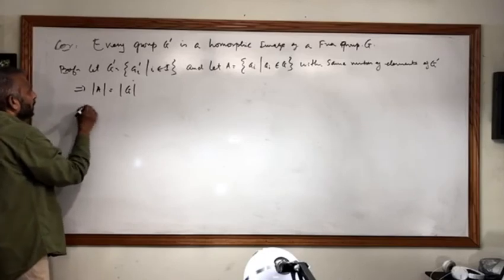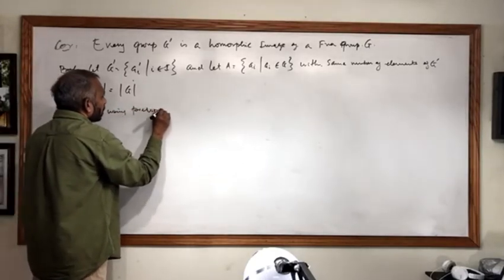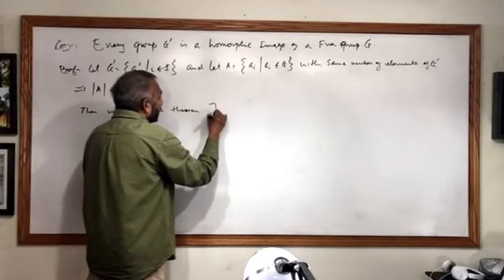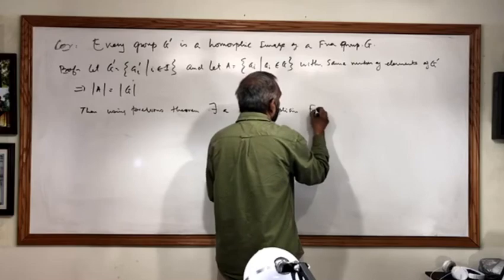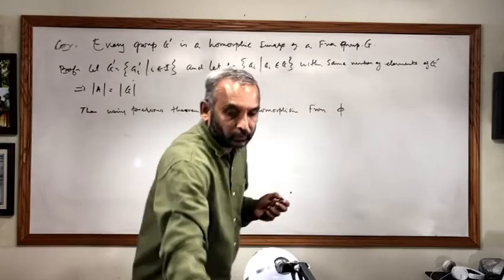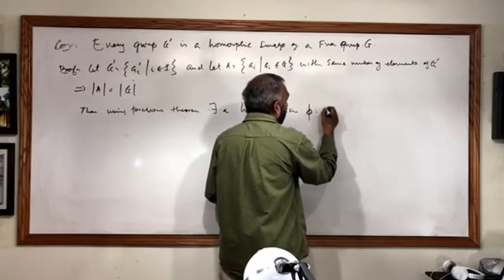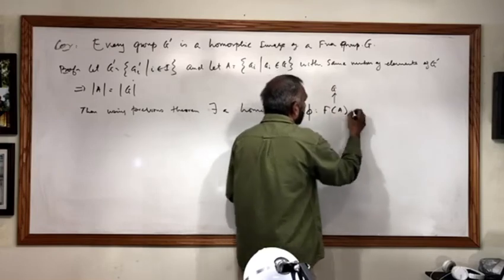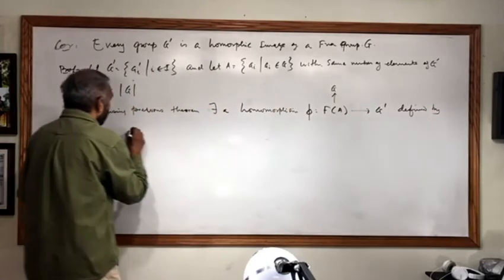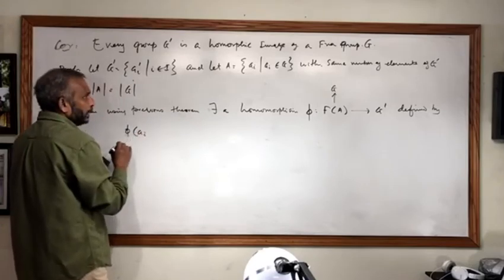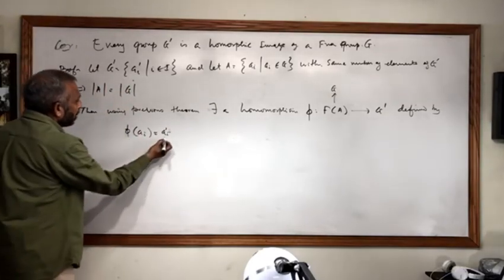Now, using the previous theorem, there exists a homomorphism phi from F of A, and this is our G, to G prime, defined by phi of a_i is equal to a_i prime. These are all elements from here.